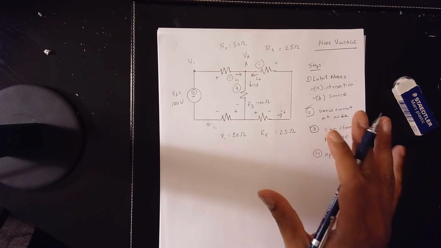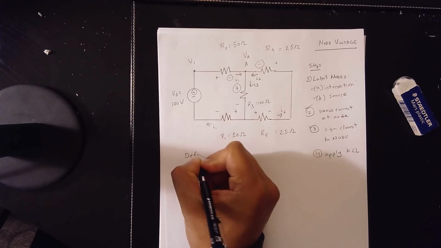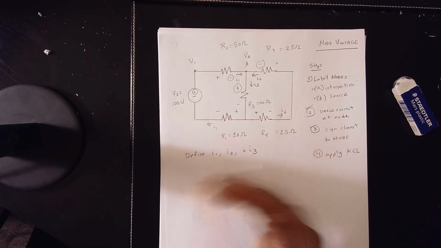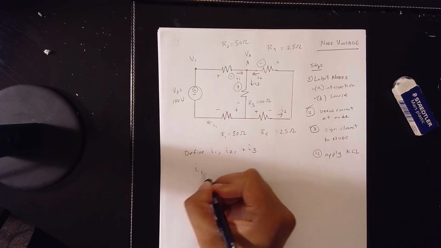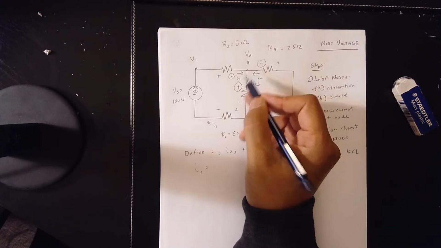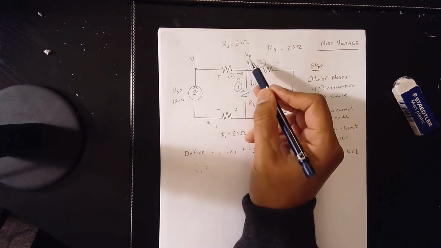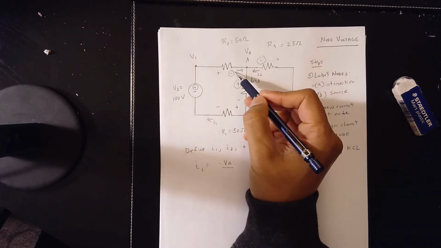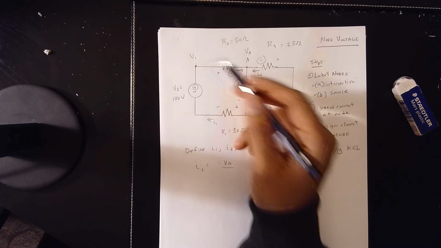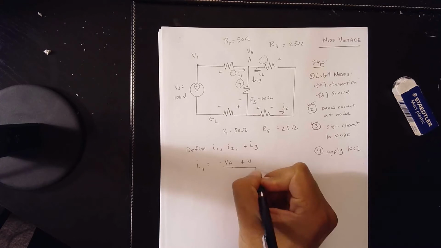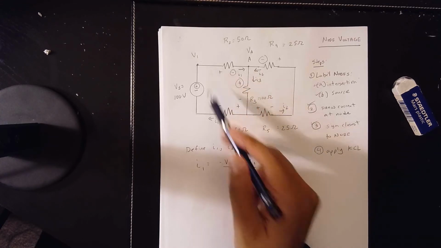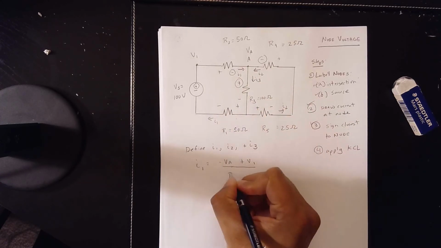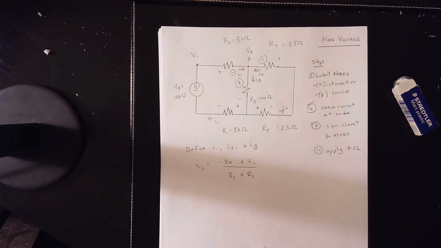Now we apply our KCL in two parts. First thing we do is define I1, I2, and I3. What I mean by define is we're going to set its value. So I1 will be minus VA over R, since the sign closest is minus VA, plus V1 over the path R2 and R1, the entire path, R2 plus R1.